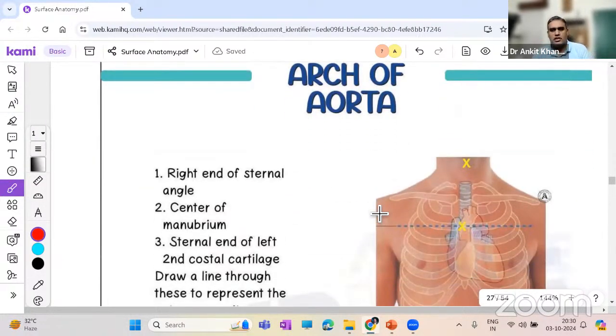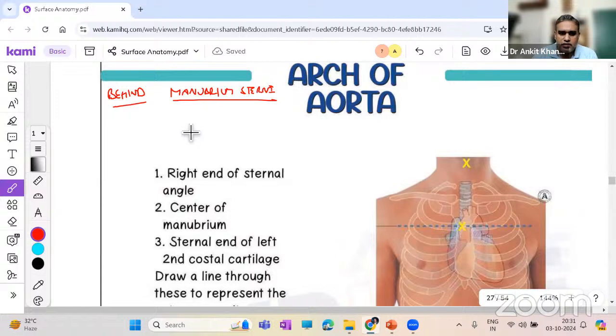Now about the arch of aorta. Just to understand, the arch of aorta is actually behind the manubrium sterni. Just for a layman understand that the arch of aorta, its surface anatomy, it is again where? It is again behind the manubrium sterni. It is behind the manubrium sterni. Arch. Now arch, if you see from frontal view, from front anterior, arch will appear like this.